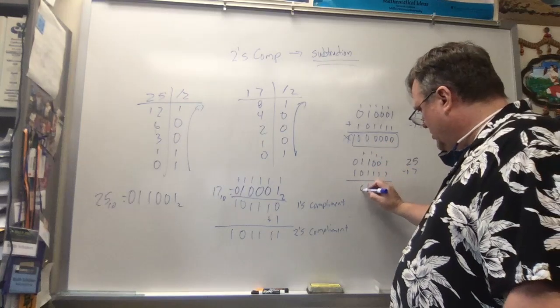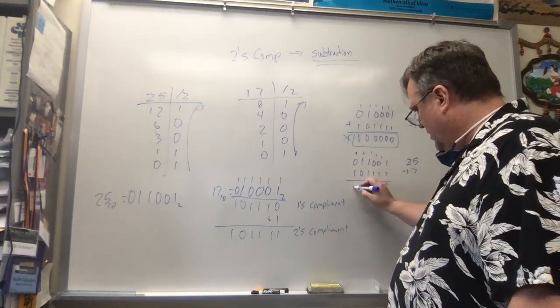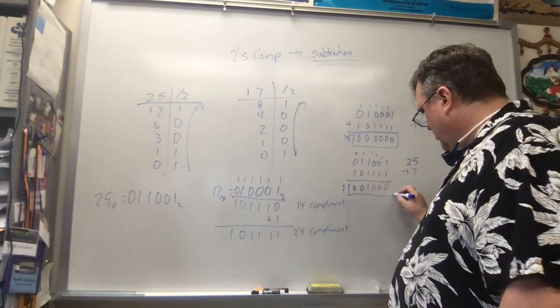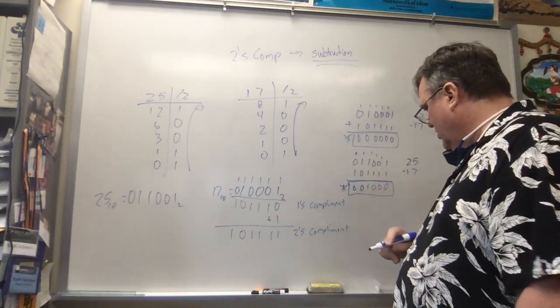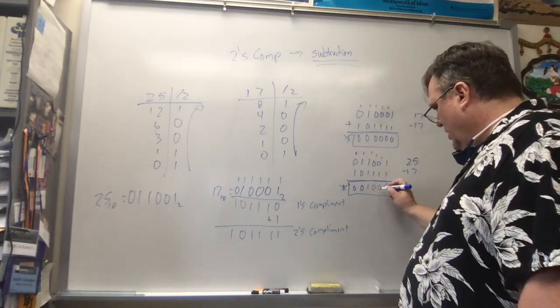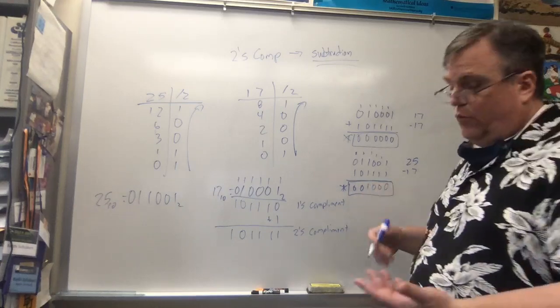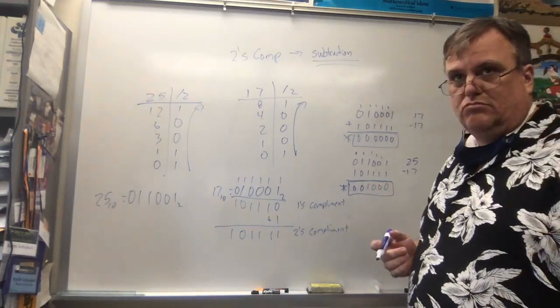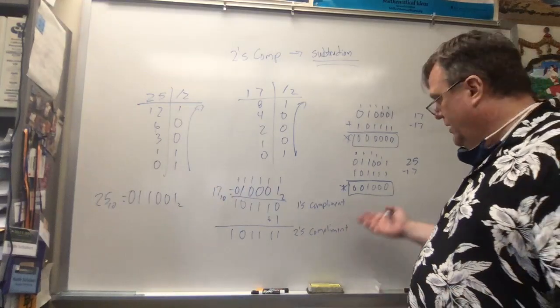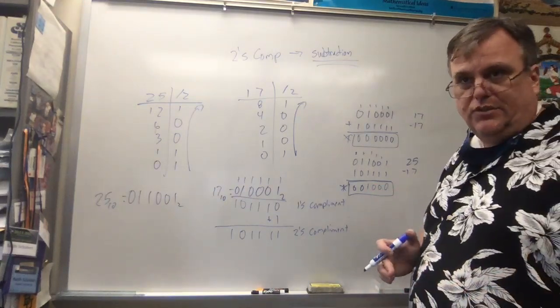1 plus 1 is 0, carry a 1. 1 plus 1 is 0, carry a 1. But I only have 6 digits. That one goes out. 1, 2, 4, 8, 16, 32. I have 1, 8. So the number's worth 8. Whee! Right? So it works for us nicely.